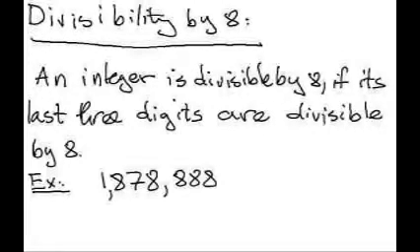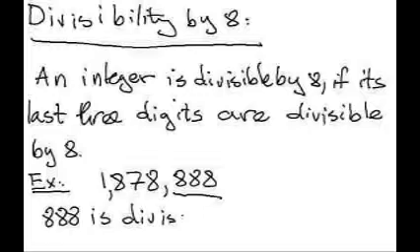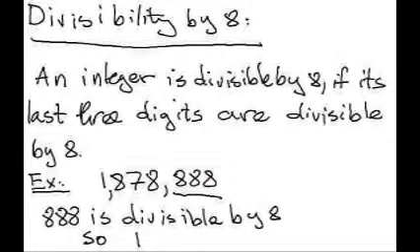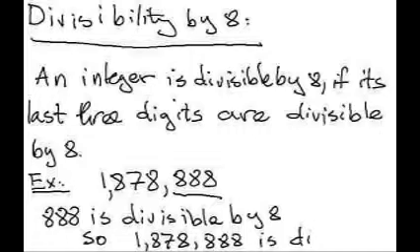1,878,888, then I guess it's easier to just examine its last 3 digits and determine from there whether or not this number is divisible by 8. Okay, so 888, the last 3 digits, is divisible by 8. So 1,878,888 is divisible by 8 as well.